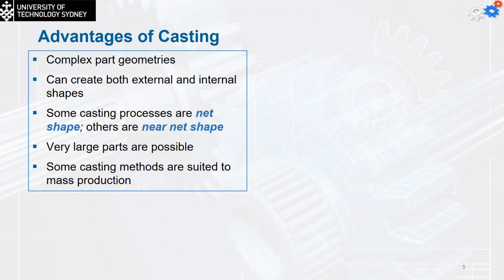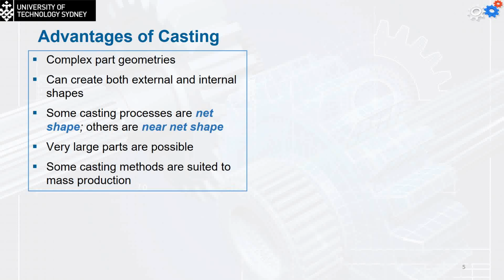So we can achieve complex part geometries. The most complicated shape can be made by the casting process if you make a good mold for it. It can create both external and internal shapes. With any other machining, except 3D printing, of course, you cannot work on the internal cavities. Casting is the only process which can work on the internal cavities. Just imagine that machining, turning, milling, and the other processes cannot make a channel inside the block. The casting can, especially sand casting.